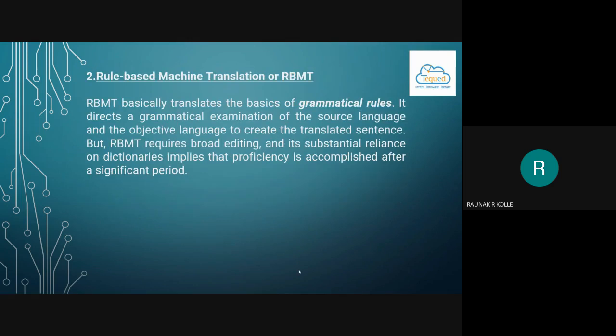We then have rule based translation, or RBMT. RBMT basically translates on the basis of grammatical rules. It conducts grammatical analysis of the source language and the target language to create the translated sentence. But RBMT requires extensive editing, and it's heavily reliant on dictionaries, which means that proficiency is achieved only after a significant time period. Hence, it is not as fast as SMT.